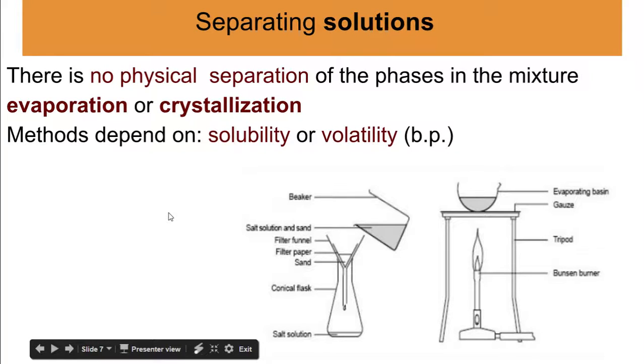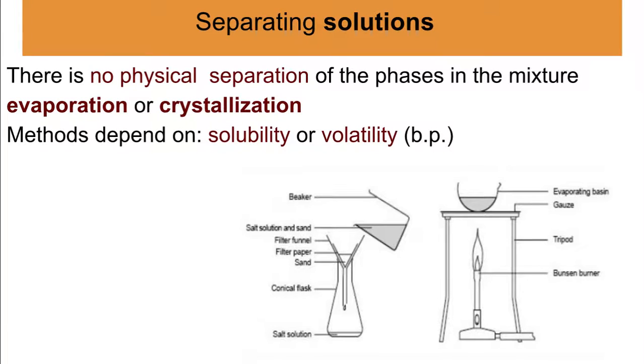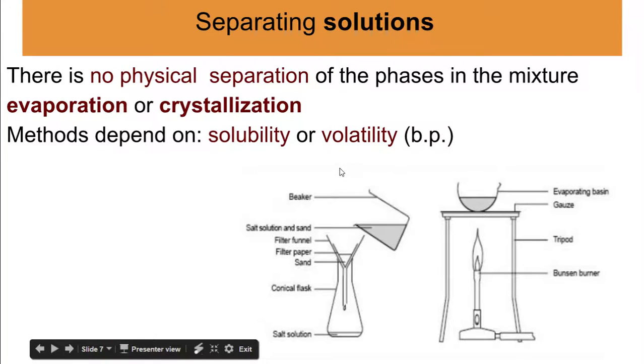Now, until now, we talked about separating solids, mixtures of solids. Now, let's talk about separating solutions. There is no physical separation of the phases in the mixture. So, if we have a solution, you just don't see different phases. And the separation is based on evaporation or crystallization, and methods are dependent on solubility or volatility, which is connected with the boiling point. Let's see, I have here a drawing of a method of separation.